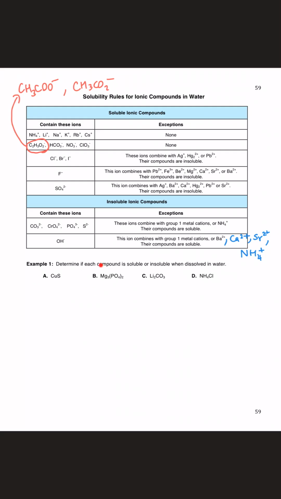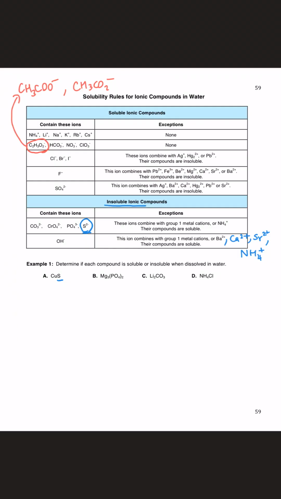These compounds are ionic compounds because they contain metals and nonmetals. So in order to determine their solubility, we are going to use the solubility rules for ionic compounds. First, let's take a look at copper sulfide. Copper is not on the list. However, the sulfide is on the list. Here's the sulfide. If you look at it, sulfide is part of the insoluble ionic compounds.